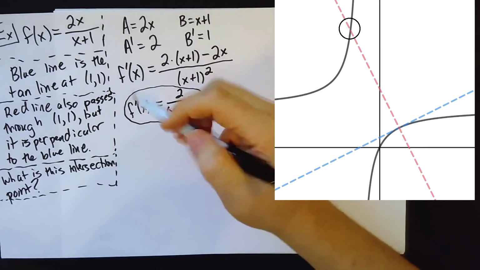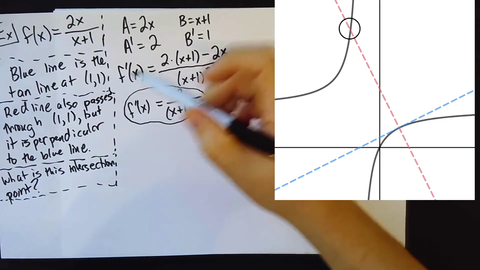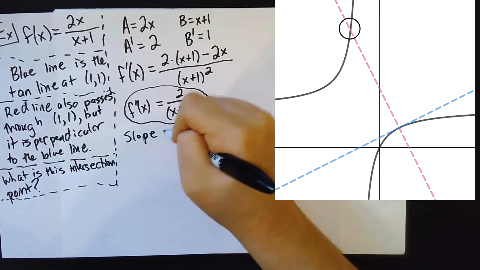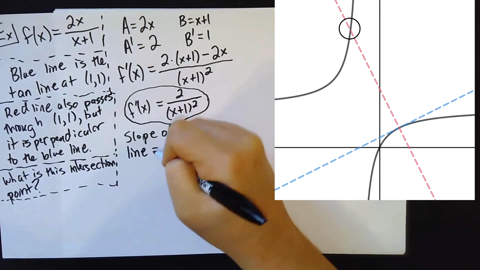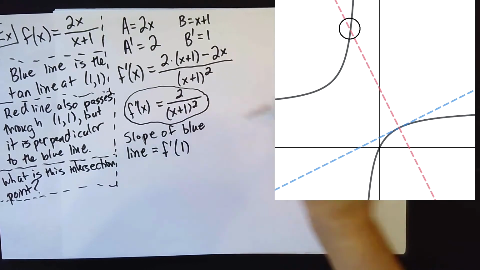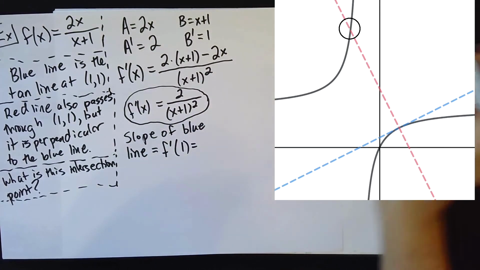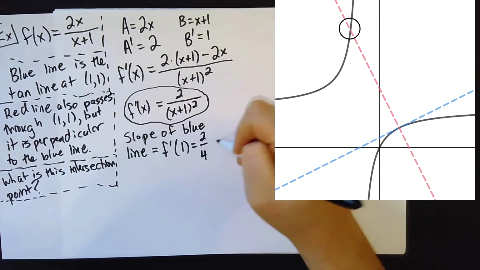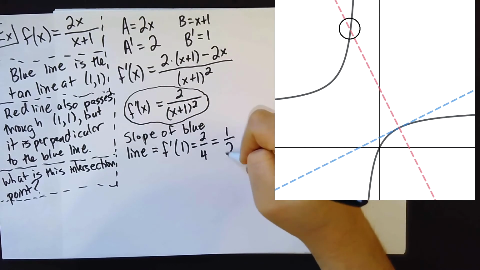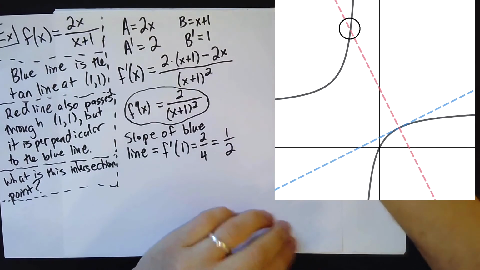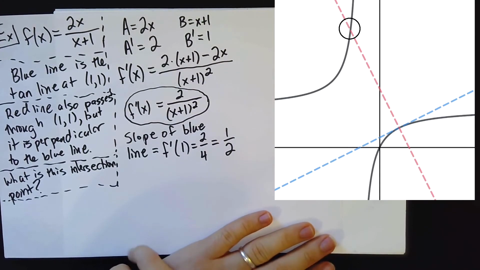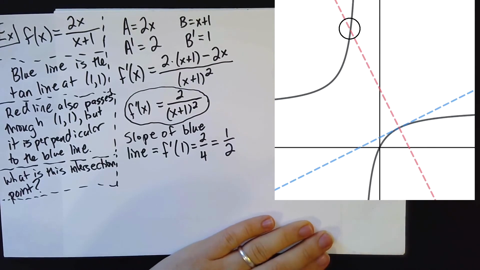Now, the derivative can tell me something about the slope of the blue line. Namely, the slope of the blue line must be equal to f prime of 1, which, if I just plug in 1 here, that's 2 over 4, which is 1/2. Now, at this point, you probably can barely stop yourself from finding the equation of the blue line, which is fine. It won't hurt anything if you find the equation of the blue line.